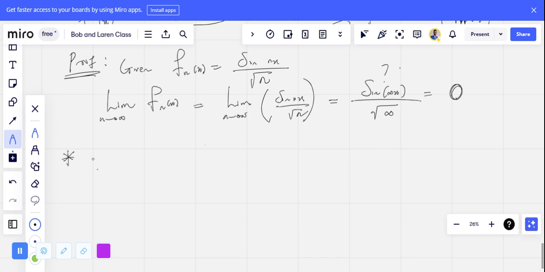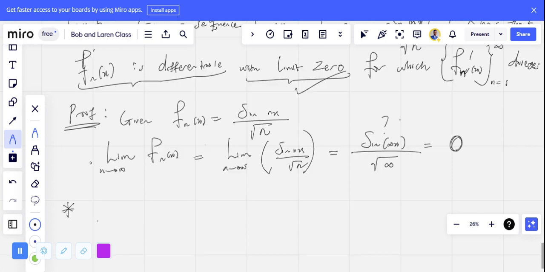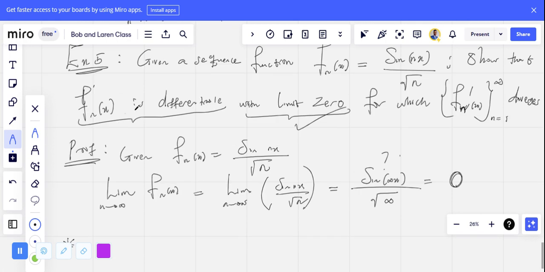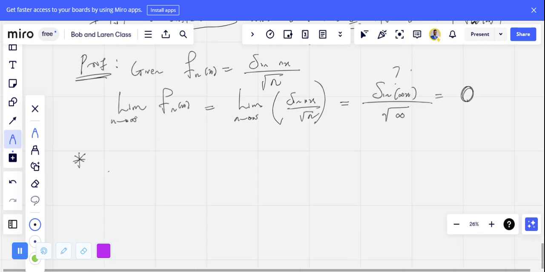Like that. So let's say that it is differentiable. Let's read it very well: show that f_n(x) is differentiable with limit zero. Now let's confirm that this is how it's meant to be. It's differentiable, that is d/dx. Since the function is in terms of x in this case, n is just a constant, so we are differentiating with respect to x, not the constant.